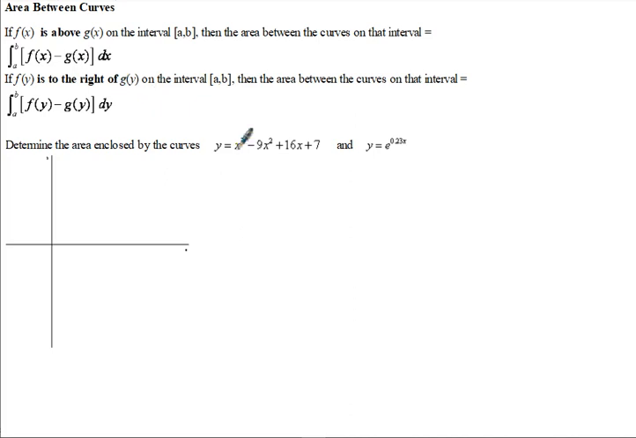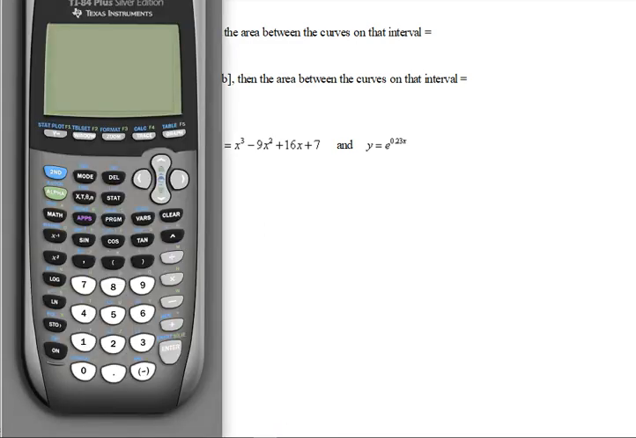So this is a with calculator problem. So it says determine the area enclosed by the curves. And notice I didn't scale the x and y axis here. We're just going to draw a rough sketch so we can see the area enclosed. So let's start with the TI-84 here.